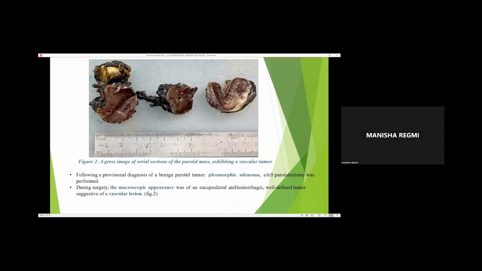During the surgery, the macroscopic appearance was of an encapsulated, hemorrhagic, well-defined tumor suggestive of a vascular lesion. We can see in this image the serial sections of the parotid, which show a homogeneous, solid brown tumor. This revealed it could be a vascular tumor.